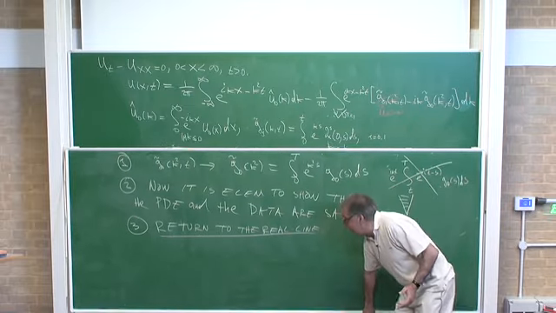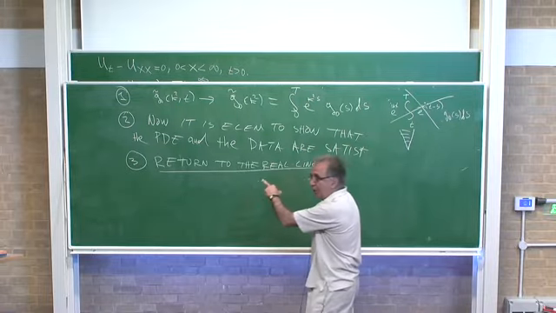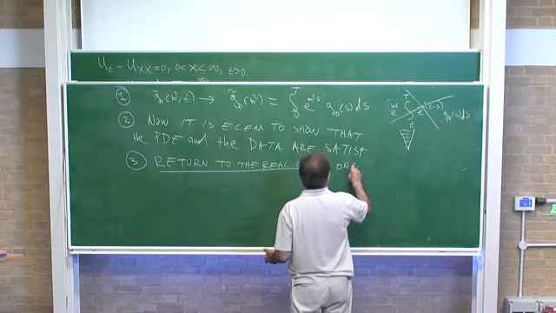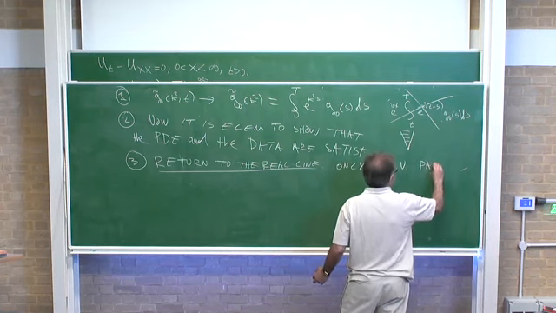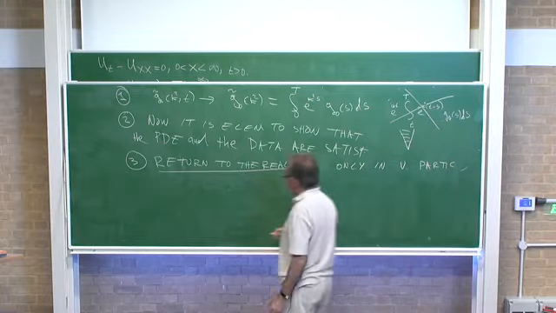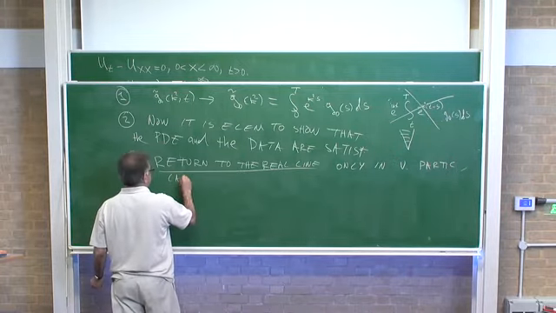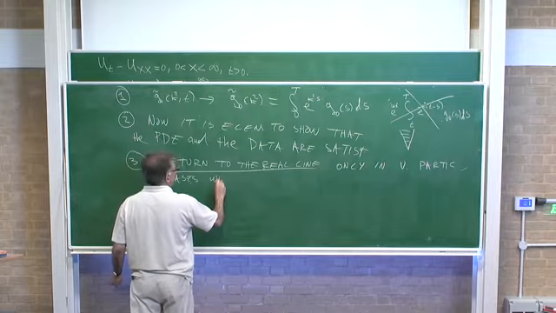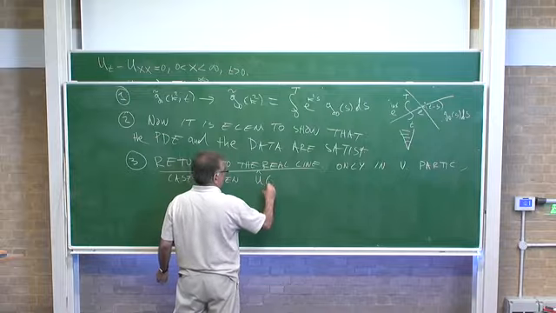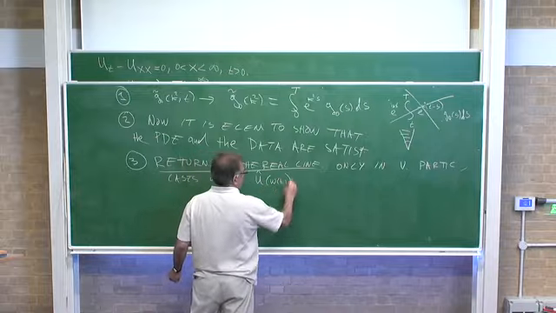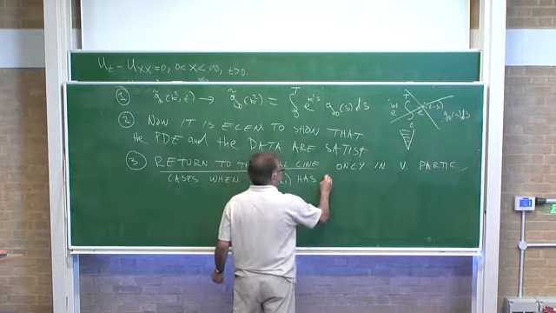Okay? So therefore, return to the real line only in very particular cases, when the function has sufficient analyticity.